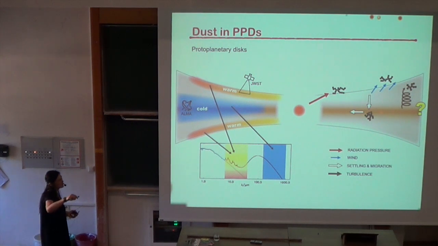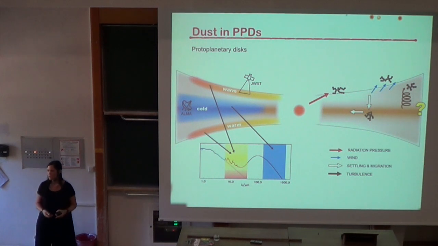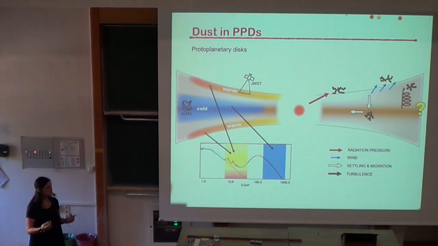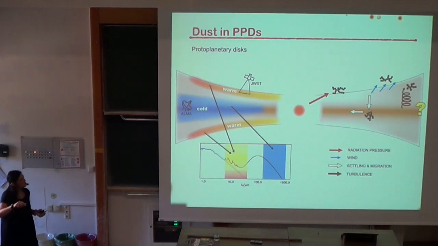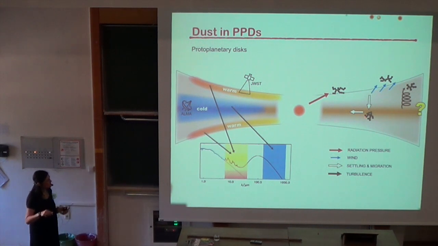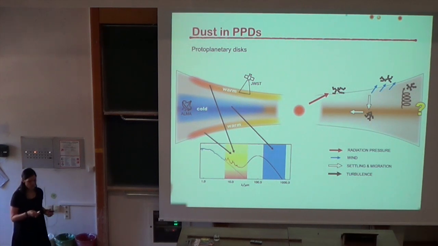My question is mainly what is happening to the dust particles in these regions. How can the dust evolve? Where is the dust? In which environments? Is it heated? Is it not heated? And so on. There are different possibilities for how the dust can be transported in these disks, perhaps due to radiation pressure, which is already a question mark. Perhaps due to radiation pressure, definitely through settling and migration, but probably due to turbulence in the disk.